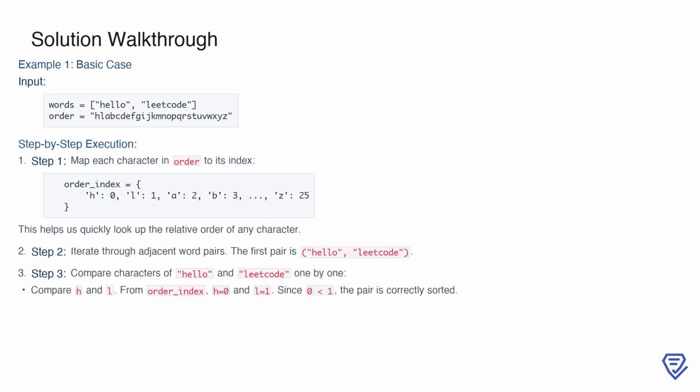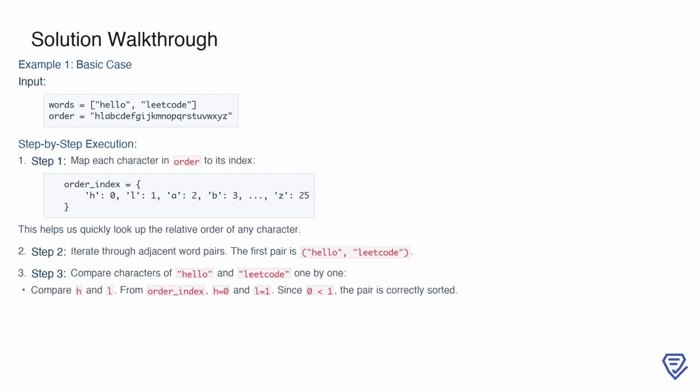To solve this problem, we need to verify if the words are sorted according to the given alien dictionary order. In example 1, the input words are "hello" and "LeetCode", and the alien dictionary order is specified as flapdifgijknapristuvuksis. First, we map each character in the given order to its respective index. This creates a dictionary called order_index, where each character is associated with its position in the alien order. For instance, H is at index 0, L is at index 1, and so on.